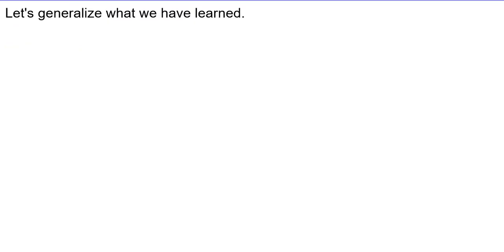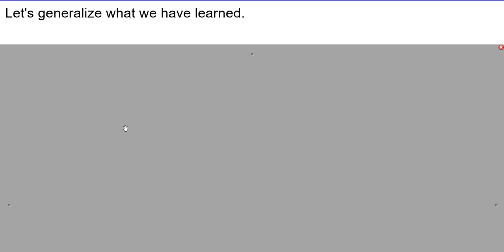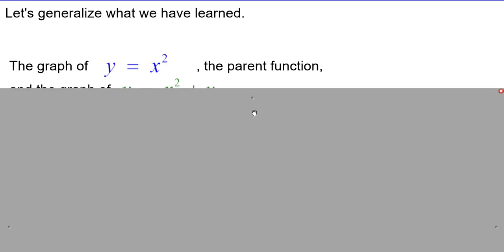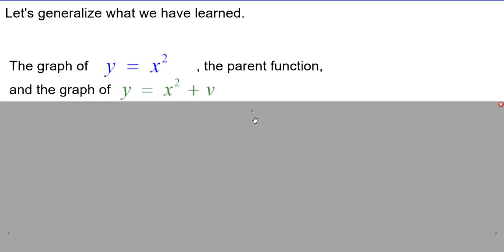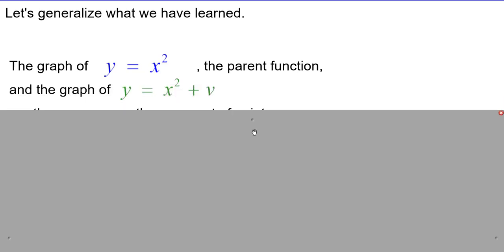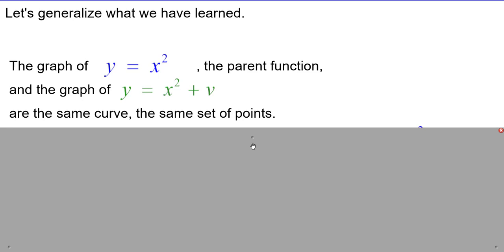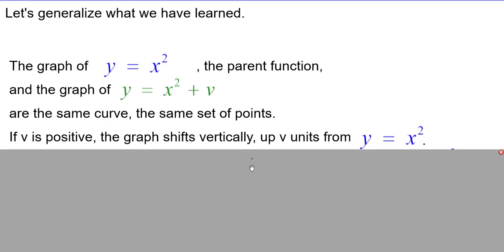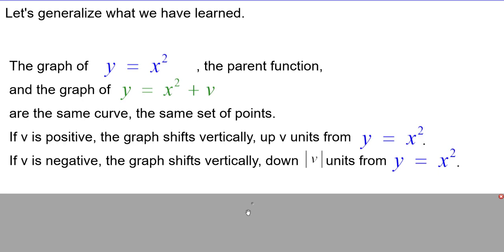So generalizing what we've learned, the graph of y equals x squared, the parent function, and the graph of y equals x squared plus some constant, we're using the letter v, are the same curve, the same set of points. If v is positive, the graph shifts vertically upwards from y equals x squared. And if v is negative, the graph shifts vertically downwards, the absolute value of that negative number of units, from y equals x squared. This concludes the video.